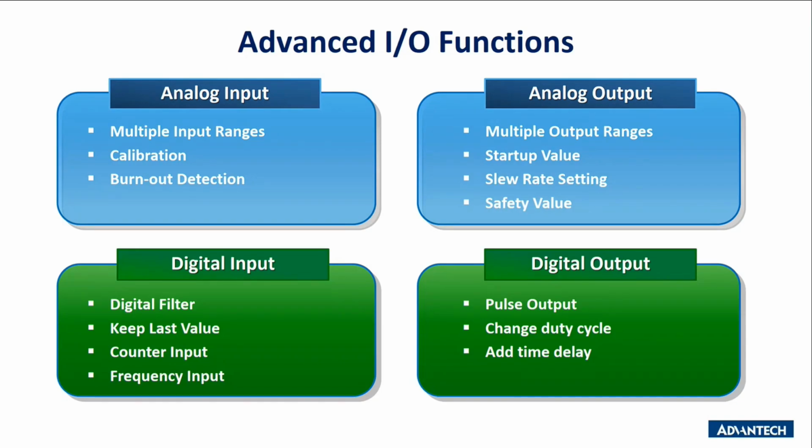If you are doing a counter input, then this kind of external noise or vibration will cause the counter value to increase by more than 1. And this digital filter will come in to help filter such noise or vibration. But do also take note that the digital filter can cause a time delay of 7 milliseconds and might result in a delay of response time. As for our digital output, one of the features is that it can generate pulse output, and you can change the duty cycle as well as add the time delay for the DO module.